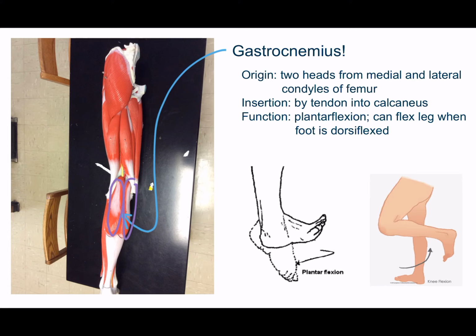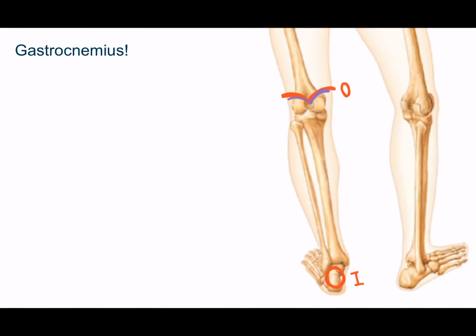It's going to insert by a tendon into the calcaneus, by your Achilles tendon, and it's going to function in plantar flexion, and it can flex your leg when the foot is dorsiflexed. So I put that image, but that's kind of a weird condition. So yeah, you see right here would be your gastroc, and then your Achilles, which is super wild to tear. I've seen a few people do it, and it looks really super painful.